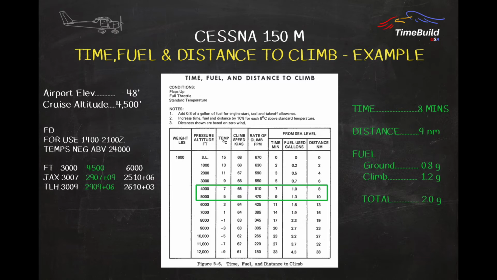The winds aloft forecast shows a slight headwind for our westbound departure, which would reduce the distance to climb by a negligible amount. Likewise, the temperature is very close to standard, so no correction factor is necessary. For takeoffs from airports above mean sea level, simply determine the time, fuel, and distance to climb to the desired cruise altitude from sea level, as we did here. But then compute the time, fuel, and distance to climb from sea level to the airport elevation, and then deduct those values from the previous totals.